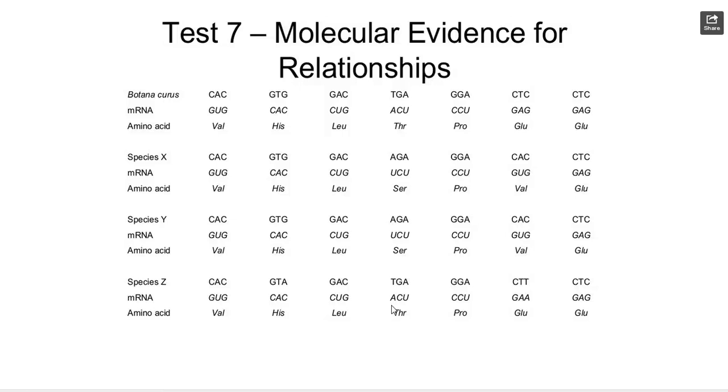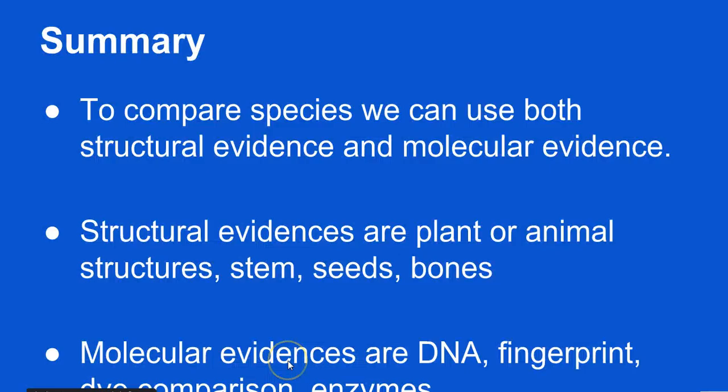So we can go ahead and say that Botanochuris and species Z are related because they have the same amino acid sequence, and we can also say that species X is related to species Y because they have the same amino acid. So whenever we're comparing plants or even animals, we can use the DNA and the amino acid sequence to tell us whether they are related or not.